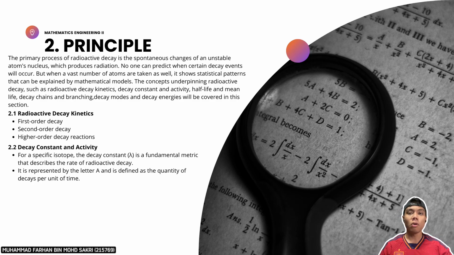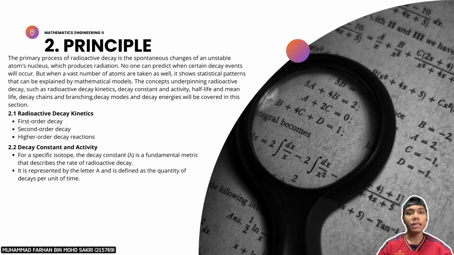So 2.1 is radioactive decay kinetics. We will cover first order decay, second order decay, and higher order decay reactions. For first order decay, the quantity of radioactive atoms in an isotope directly affects how quickly it decays. First order decay is governed by the differential equation dN/dt = -λN, where N represents how many radioactive atoms there are at moment t.